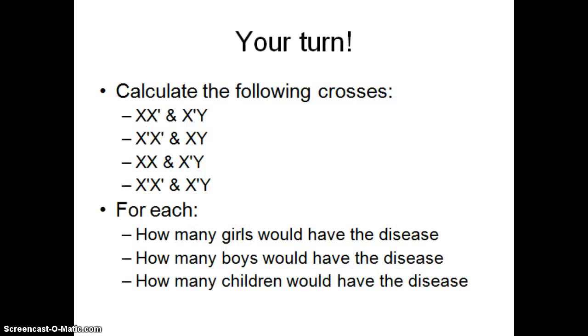So now it's your turn. I've got 4 different crosses here, and I'd like you to calculate the crosses. For each one of these, and actually if you could list them as 1, 2, 3, and 4, that would be great. And then for each of them, separate the girls, how many of the girls would have the disease, how many of the boys would have the disease, and then how many children would have the disease. So these 3 answers should be provided with every single Punnett square.